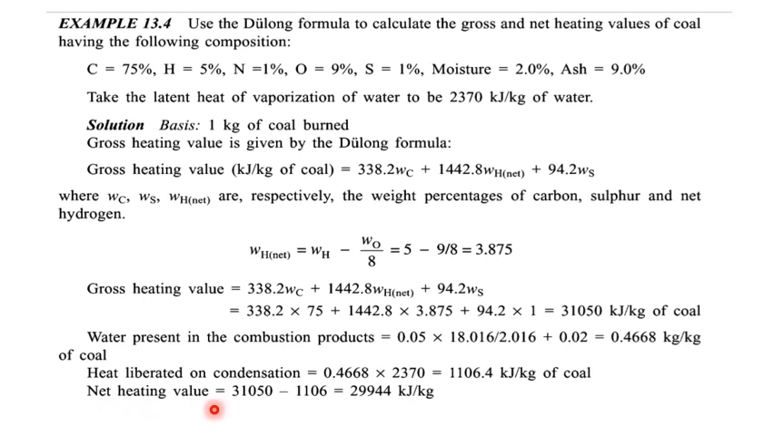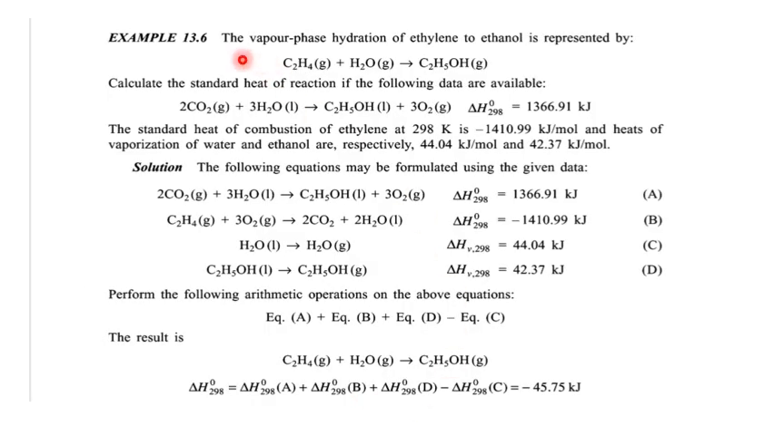So the net heating value equal to gross heating value minus the heat liberated on condensation. That would be equal to 31050 minus 1106 equal to 29944 kilojoule per kilogram. So next, go to the next example problem.